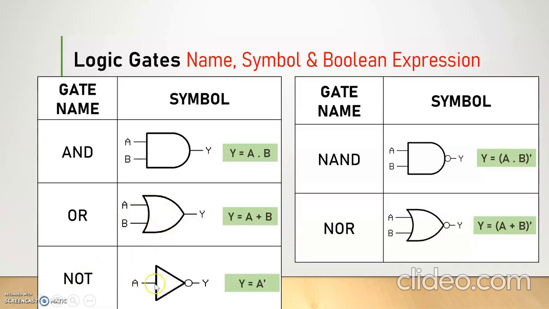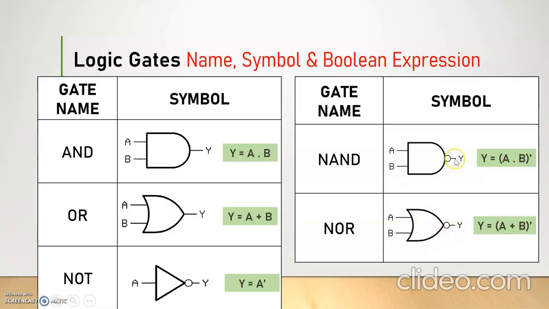The symbol for gate NOT is a triangle with a small circle at the end. This is the symbol of gate NOT. The symbol of gate NAND is the same as AND. The first part is like AND, but we have a small circle here which represents NOT. So this is gate NAND. This is gate NOR. It looks like OR, and we have a small circle at the end here. So it becomes NOR, because NOR is a combination of OR and NOT.